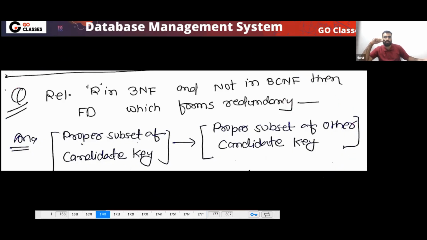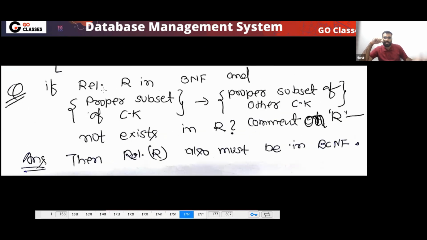This is a screenshot from the notes of a particular coaching institute. I will not mention the name, but this is wrong. Basically, what they are saying is that if a relation is in 3NF and this does not exist, then it must be in BCNF. Let me tell you that this statement is wrong. Don't worry, I will prove it.